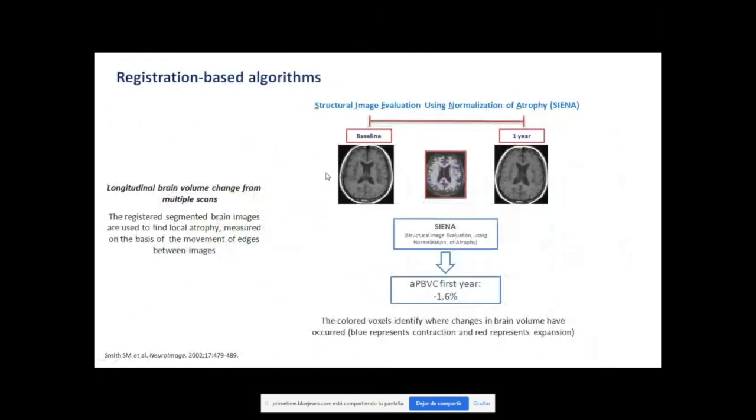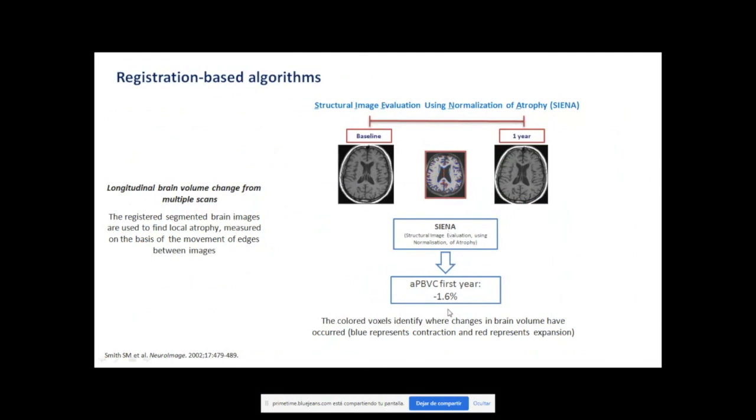The second group are those that use tools based on registration between scans obtained at 2 different time points. The segmented brain images are used to find local atrophy changes measured on the basis of the movement of the edges between the images. This is an example. This is the baseline examination. This is a 1-year follow-up. We apply these registration-based tools, in this example with the so-called SIENA software.